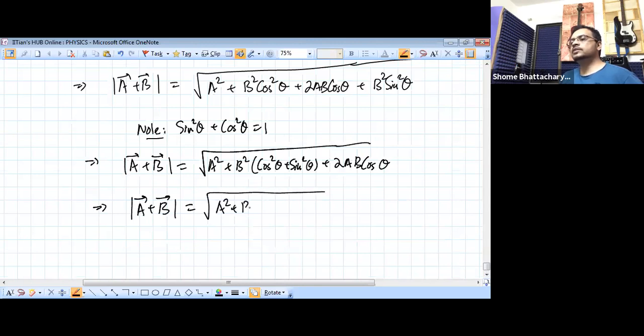From this point onwards, whenever we know a, b and theta, we can just substitute in this formula and get the magnitude of a plus b. We don't need to construct the triangle. We don't need to do all this. We can just directly substitute in the formula. So this is the first part of the triangle law.